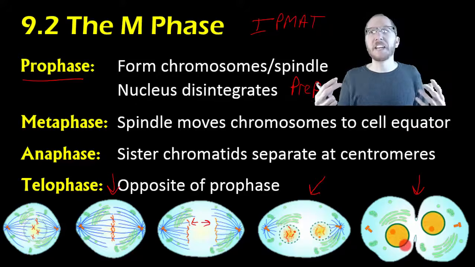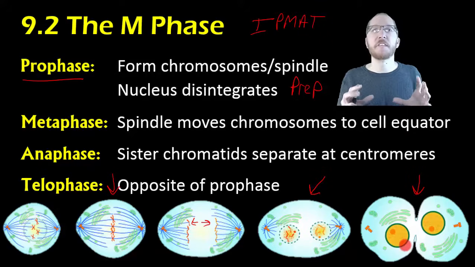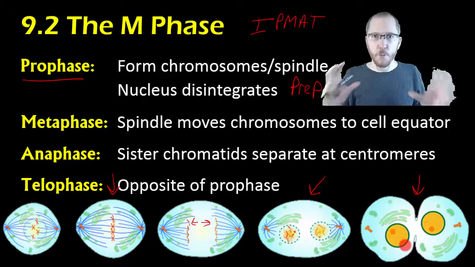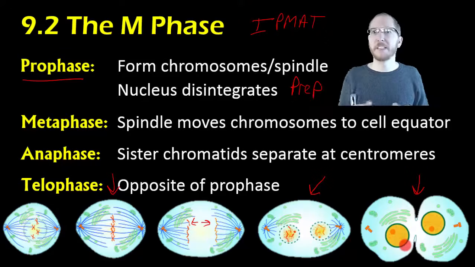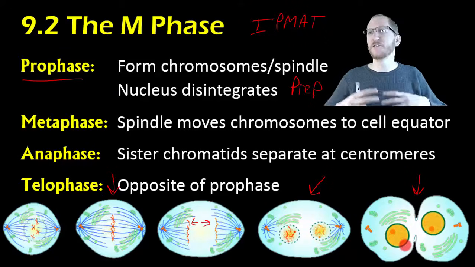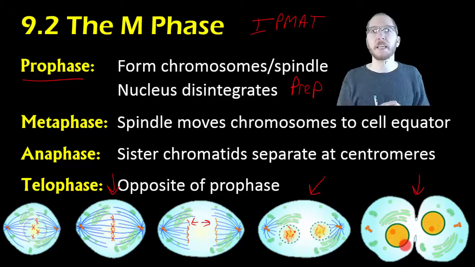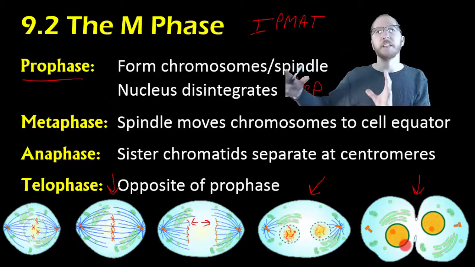So starting in anaphase, you might even start to see some of the effects of cytokinesis. Just don't worry about it. Just realize, yep, cytokinesis is going to happen. It's going to start happening somewhere around anaphase, telophase typically, and it'll finish after telophase is done.